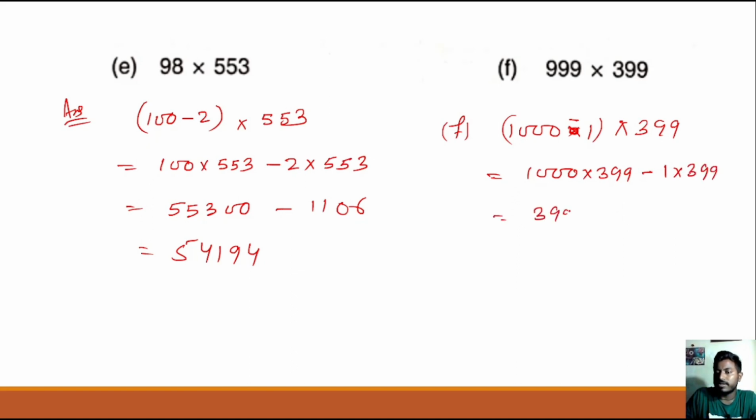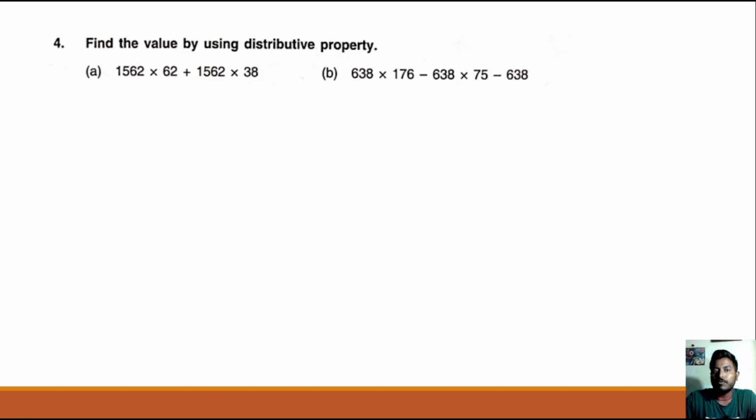So 399 000 minus 399. Now subtract 1 0 936 893. Okay, find the value by using the distributive property. A number equal to, here we take common as 1562, then bracket, here is 62 remaining, then plus, then 38.